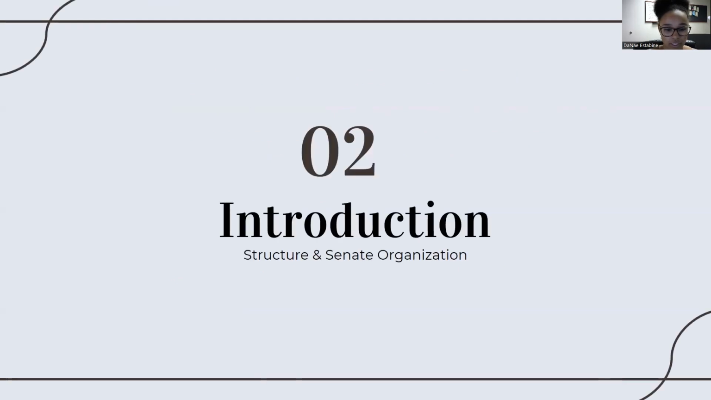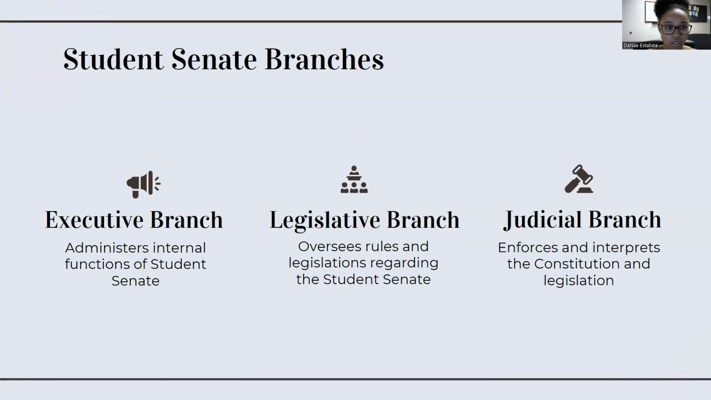So here is an introduction of the structure of Student Senate. So we have three branches. We function very closely to that of the actual US government. So we have the executive branch, the legislative branch, and the judicial branch.